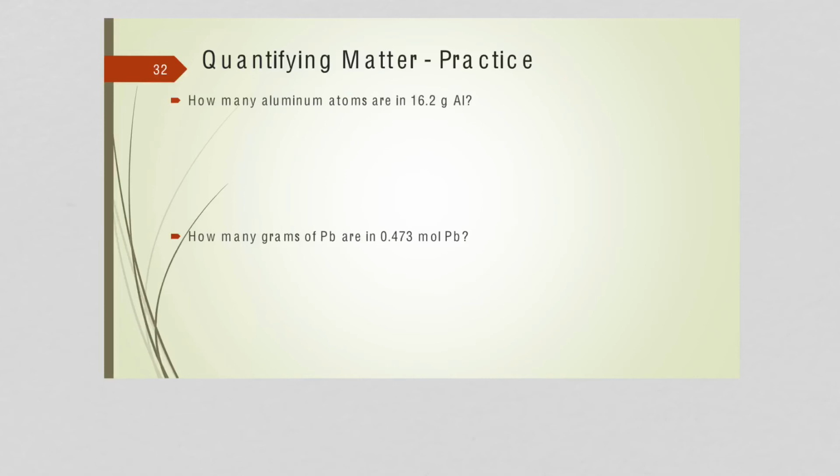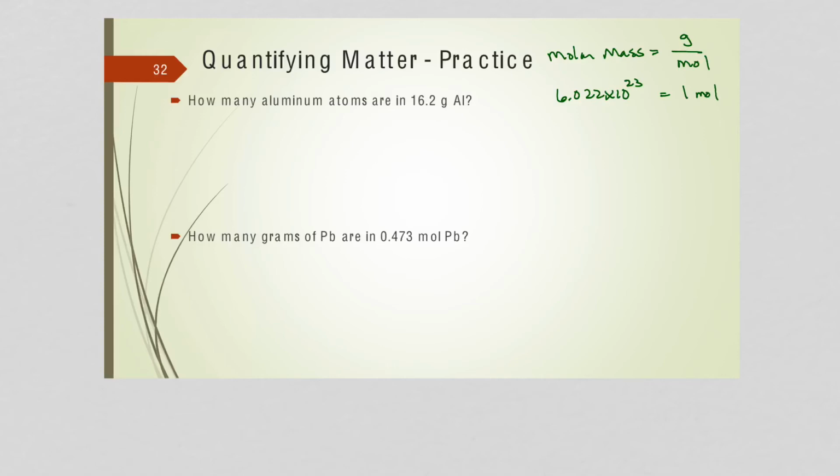So let's identify our two main conversions. And that is the molar mass is equal to the amount of grams per mole, and we have 6.022 times 10 to the 23rd items is equal to 1 mole.